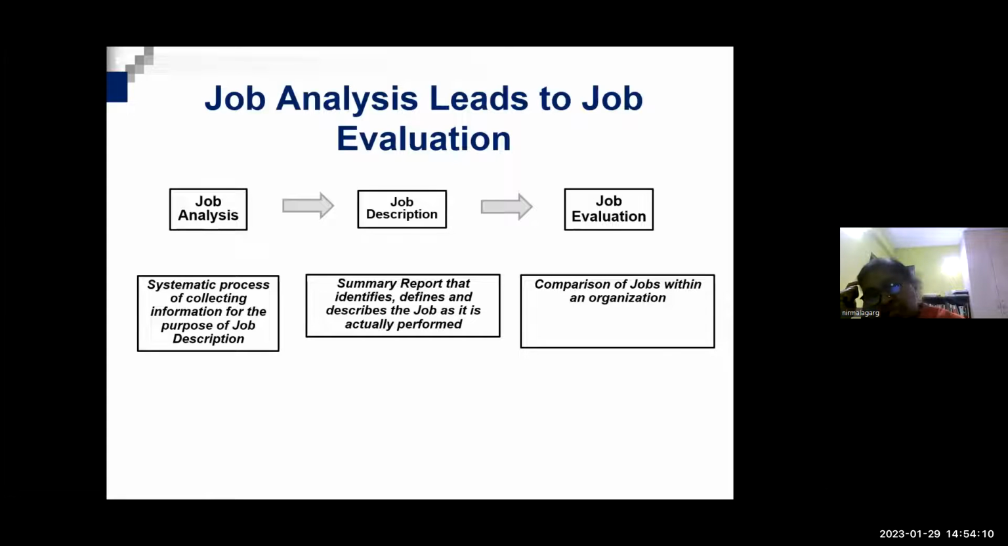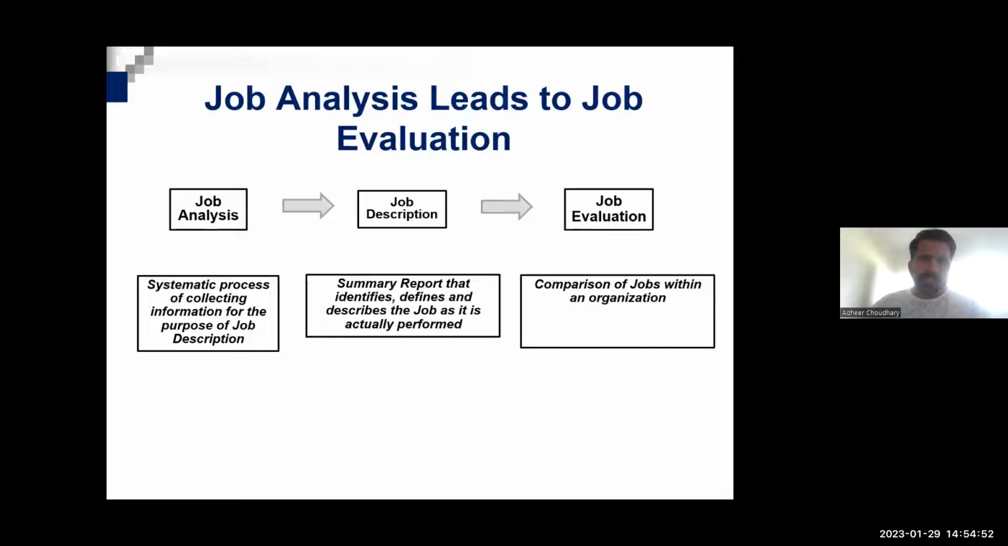Yeah. So this will give you just a little understanding in terms of how you do a job analysis and then you get a job description, and then we do the job evaluation. Again, reiterating that job analysis is a systematic process of collecting information to do a job description, because the outcome of job analysis is job description. All right. Now, the outcome of job evaluation is what? Anybody? Let me see if somebody recalls. Outcome of job analysis is job description. What is the outcome of job evaluation?